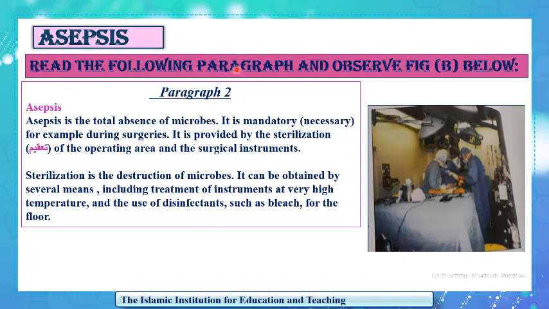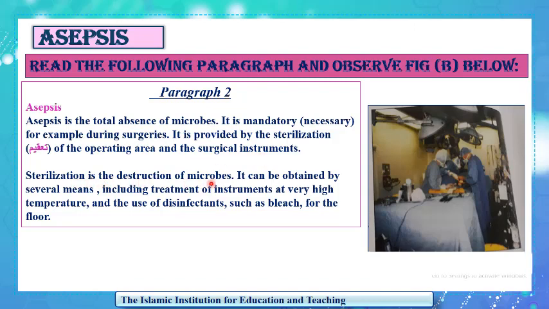Please read the following paragraph and observe the figure below. This paragraph is about asepsis. Asepsis is the total absence of microbes. It is mandatory, for example, during surgeries. It is provided by the sterilization of the operating area and the surgical instruments.